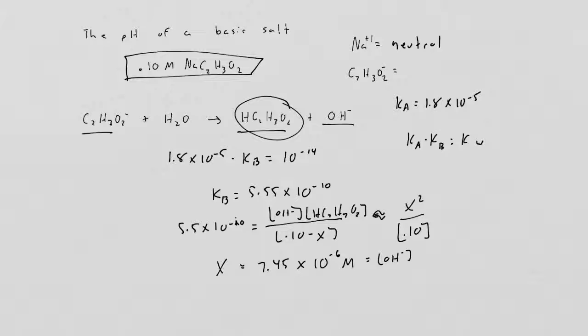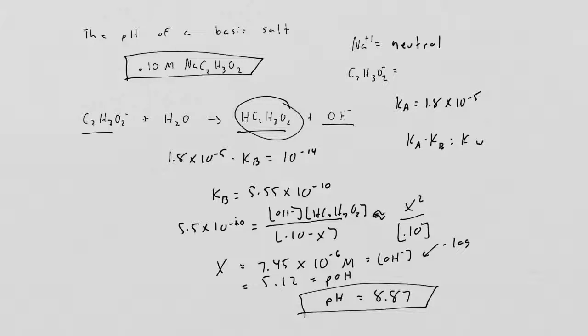So we can take this value that we have here, okay? And we get 5.12 when we take the negative log of this, right? Now that's equal to the pOH, which means our pH is equal to 8.87. Now, again, let's make sure we're clear about that. That's a slightly basic pH, right? And that's what we would expect.